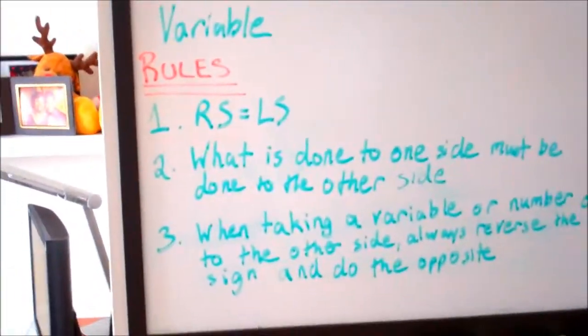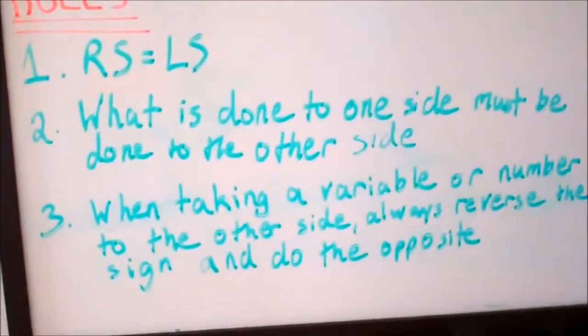And that is how you isolate a variable through your different rules, and also using the opposite function.